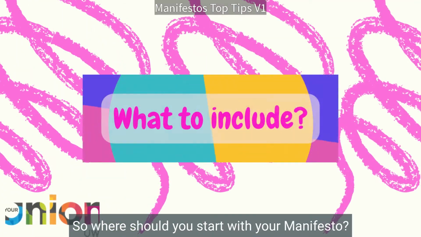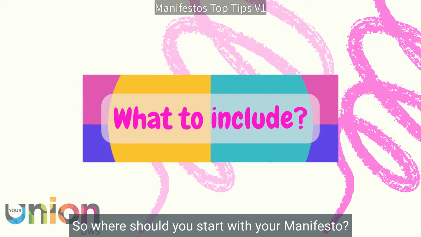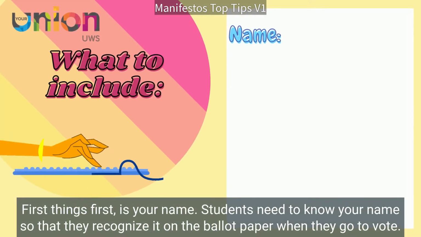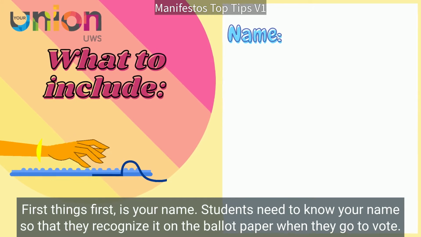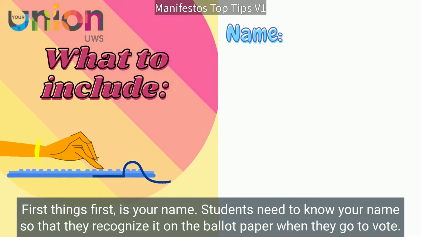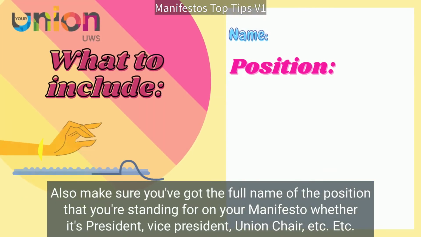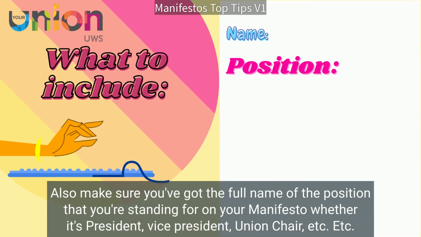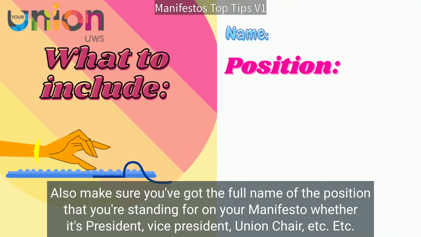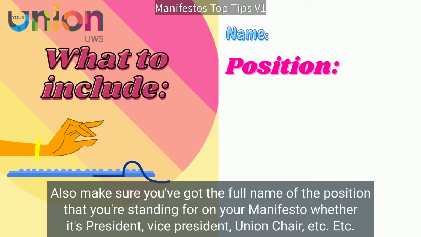So where should you start with your manifesto? First things first is your name. Students need to know your name so they recognise it on the ballot paper when they go to vote. Also make sure you've got the full name of the position that you're standing for on your manifesto, whether it's president, vice president, union chair, etc.